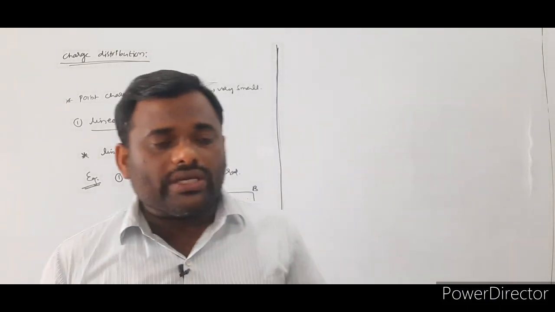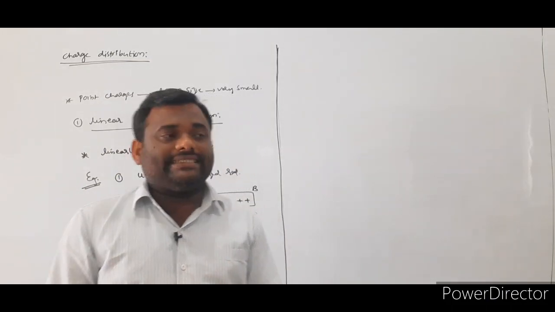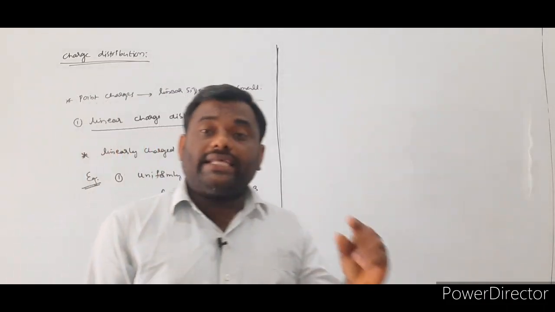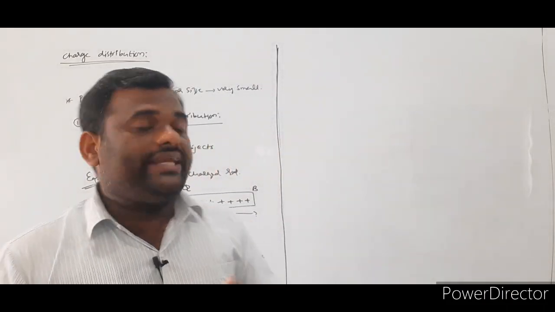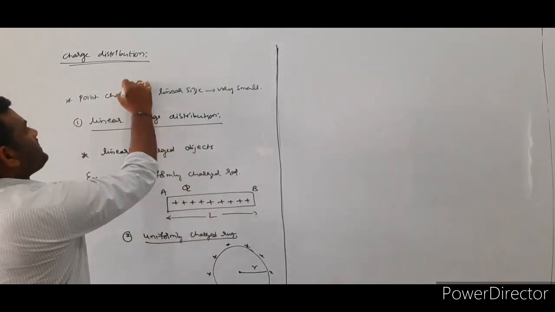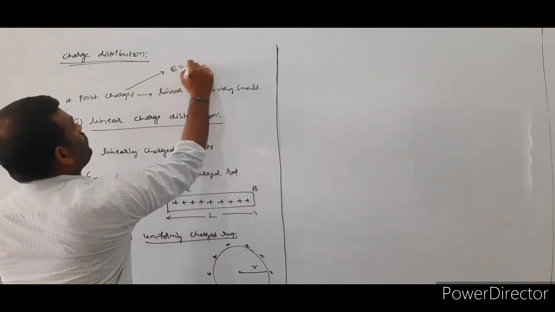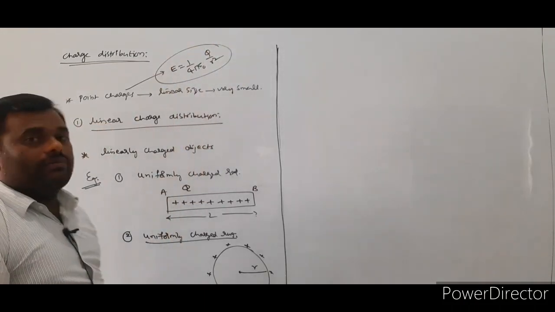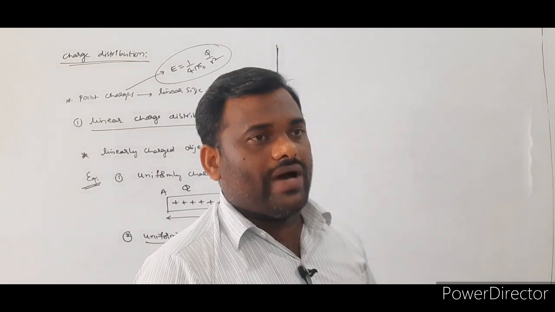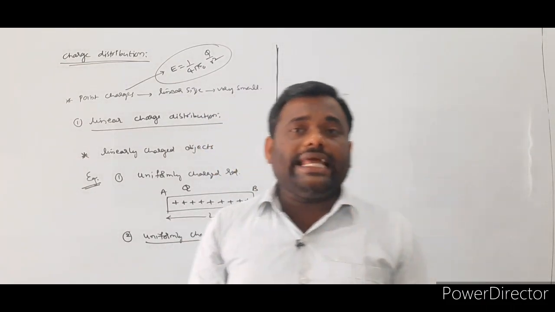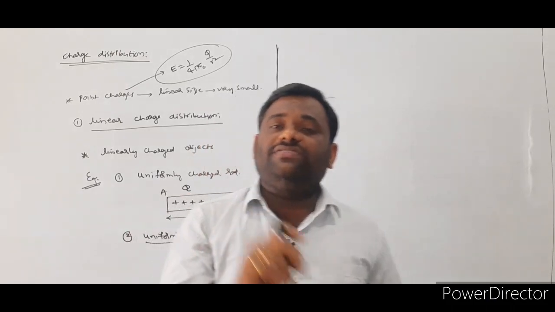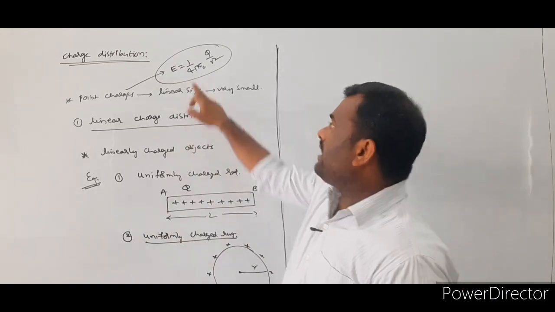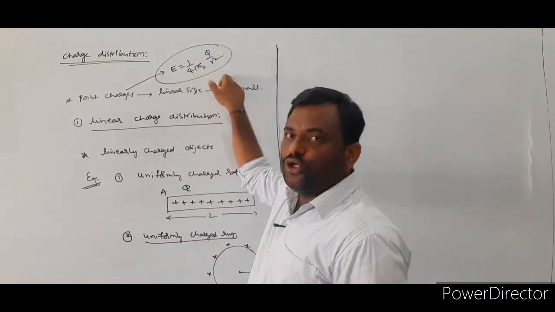Linearly charged objects will produce an electric field. In the case of point charges, to find the electric field intensity, we already derived one formula: E equals 1 by 4 pi epsilon naught times Q by R square.